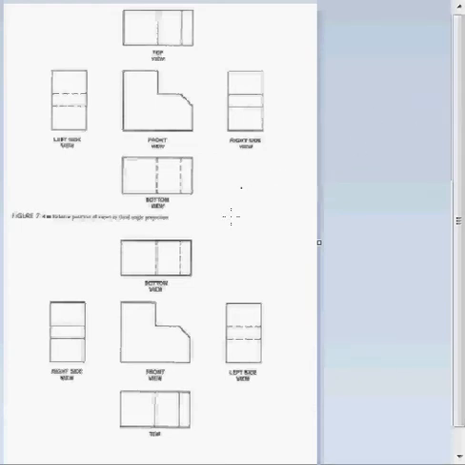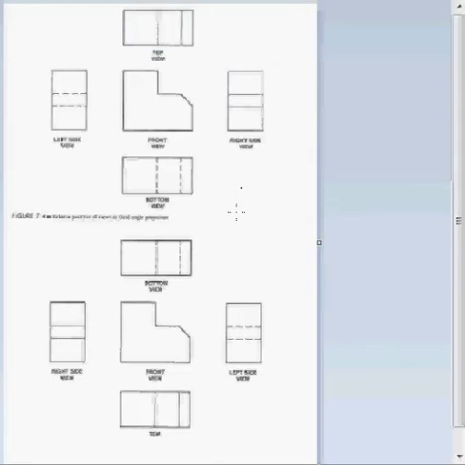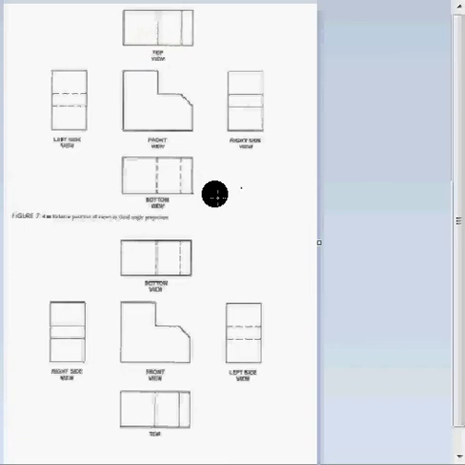Now that we've talked about orthographic projection, we're now going to take a look at the angles of orthographic projection. If you look right up here, we have third angle projection. Third angle projection is what we use in the United States, Great Britain, and Canada.